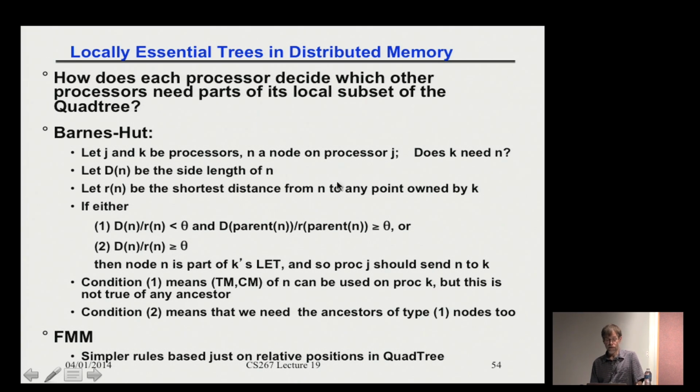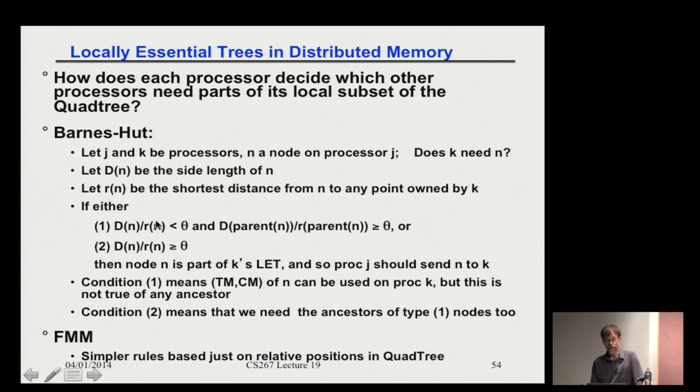So what does processor J, who owns node N in the tree, do? He says, well, how big are you? Here's the size. How far away is the nearest point that could be owned by processor K? It knows what the quadtree looks like, so it knows where the nearest corner is, and it says, okay, let's suppose that's distance r, there could be somebody in that corner. And so I can compute that ratio D divided by r for node N. Then it has to decide, okay, I can compare it to that threshold theta, that's the user input, and decide what to do. So here are the two cases.